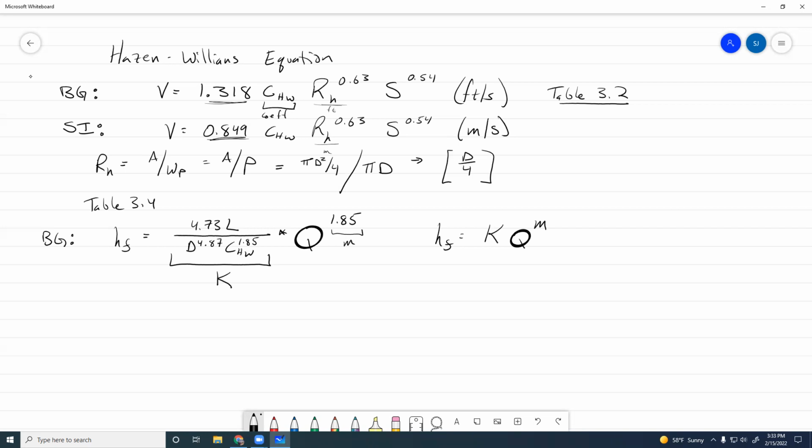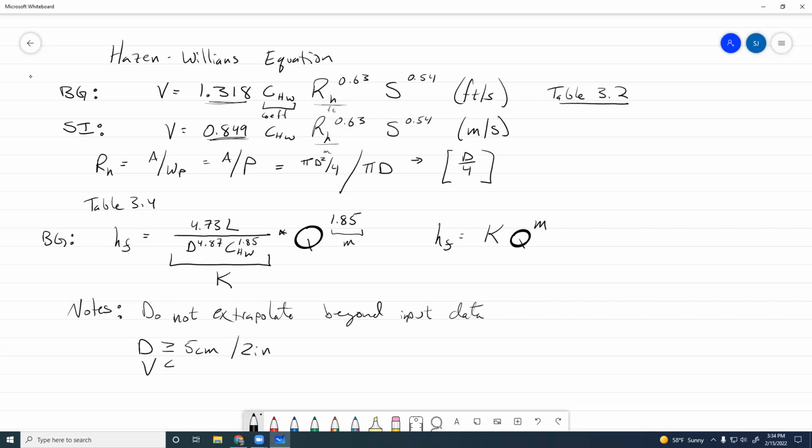So just a couple other notes for Hazen Williams. Do not extrapolate beyond the input data, the data that went into making that equation. And for that, your diameter must be greater than or equal to 5 centimeters or 2 inches. And then your velocity less than or equal to 3 meters per second or about 10 feet per second.